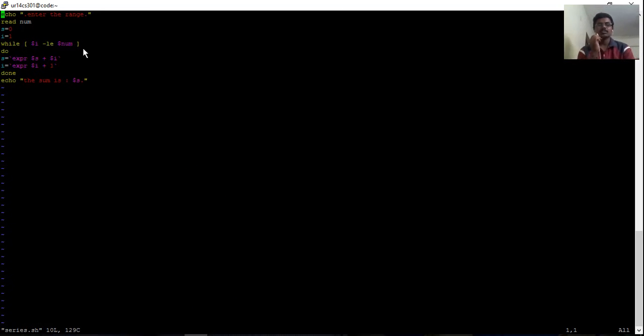First I am taking the series as 1 plus 2 plus 3, that series, and the number range I am taking and reading the number. Then while I is less than the number we gave, it will keep on adding I to the sum, that is 0. It will keep on adding I, and I will be incremented by 1 each time. And in the end we'll get the sum of the numbers from 1 till that number. So we can print the sum.